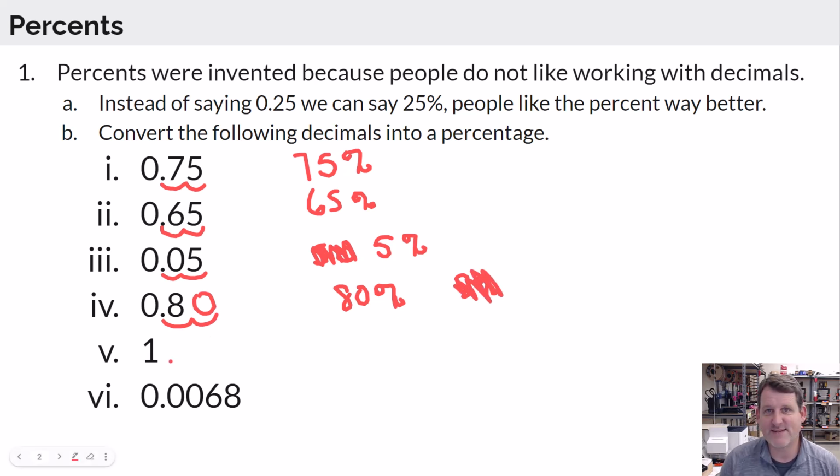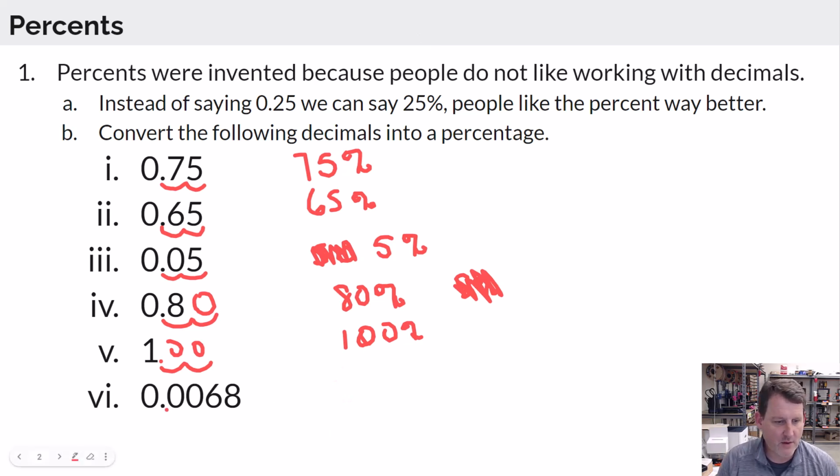1, there's not even a decimal point here. So you have to remember, okay, the decimal point actually goes right there. And we need to move it over 1, 2 places. So I'm going to have to add 2 zeros, and that's 100%. So 100% is the same thing as the number 1. That's weird, but true.